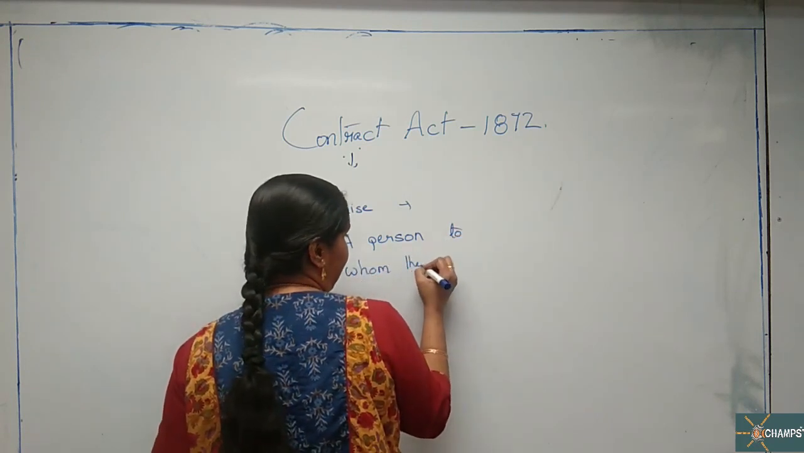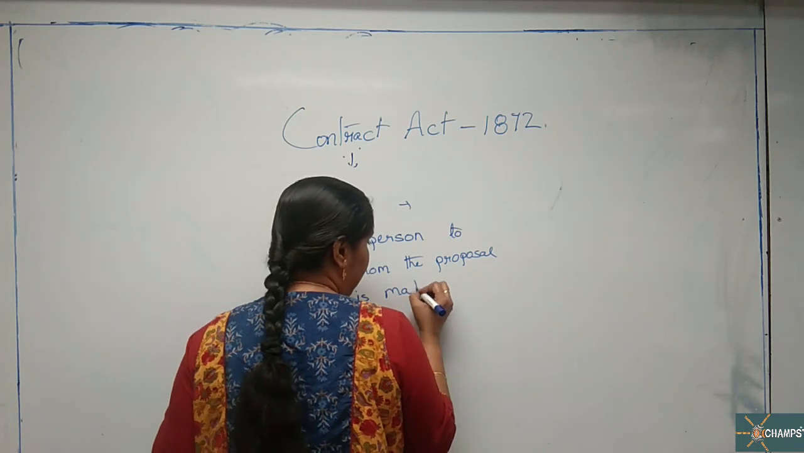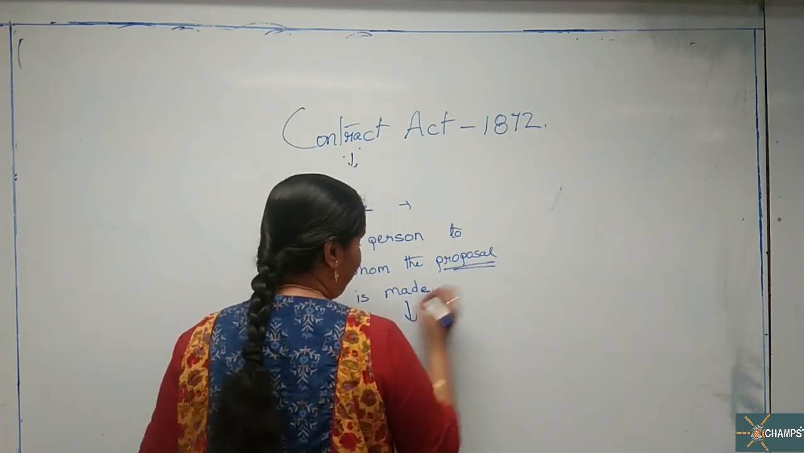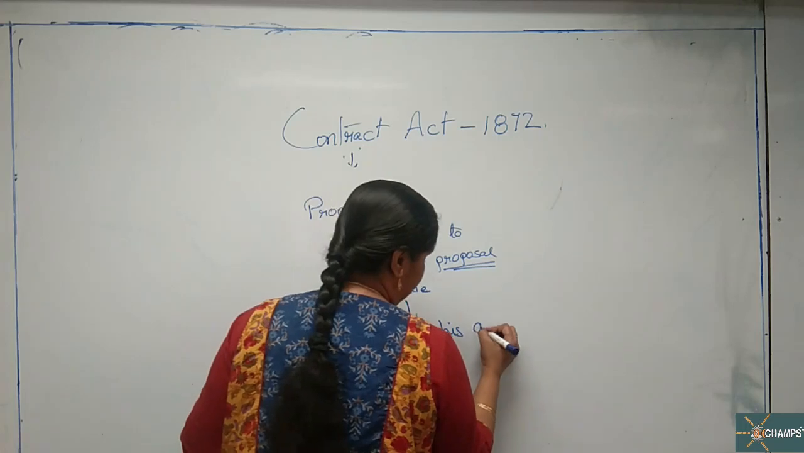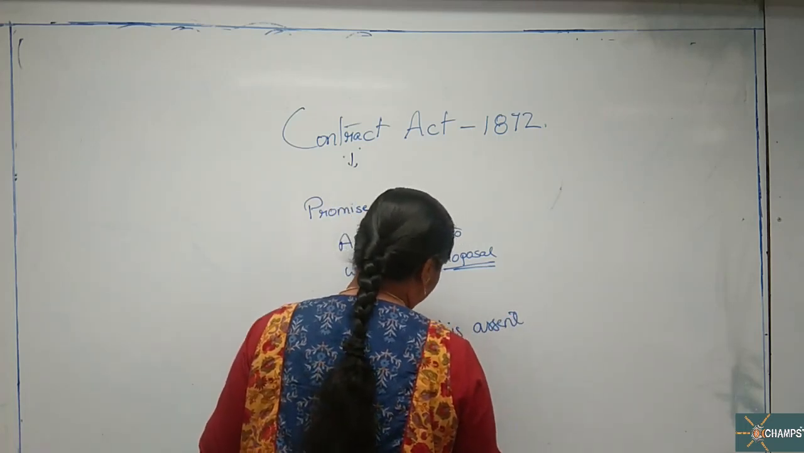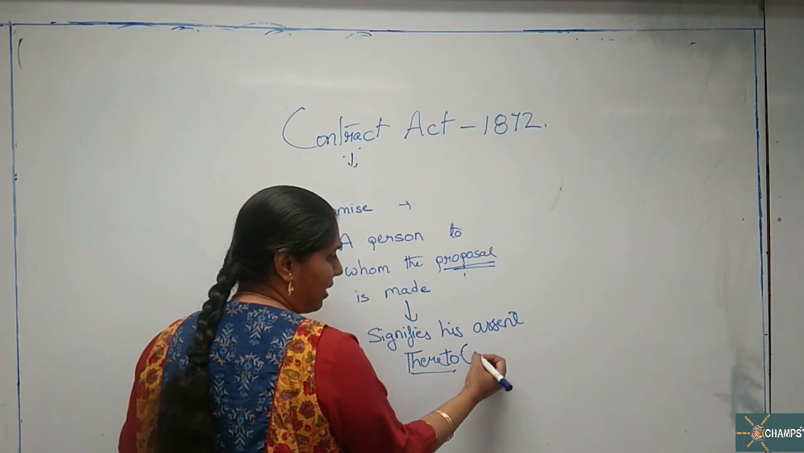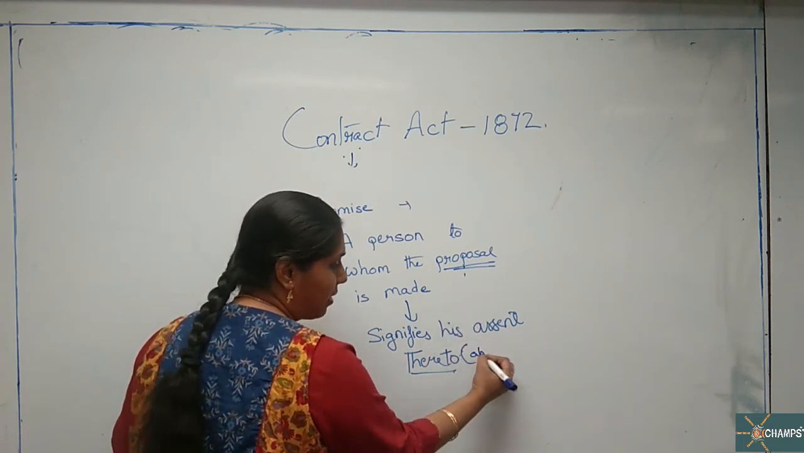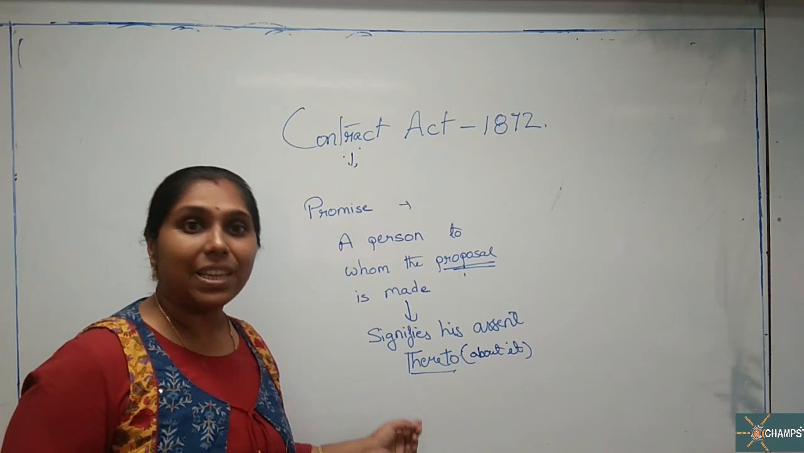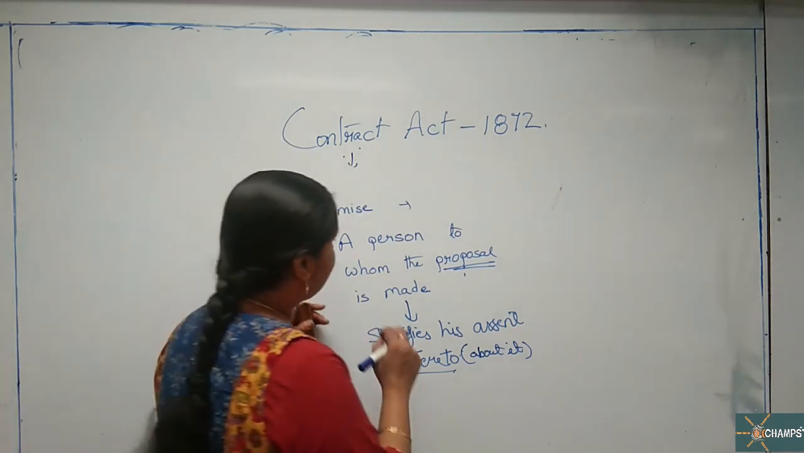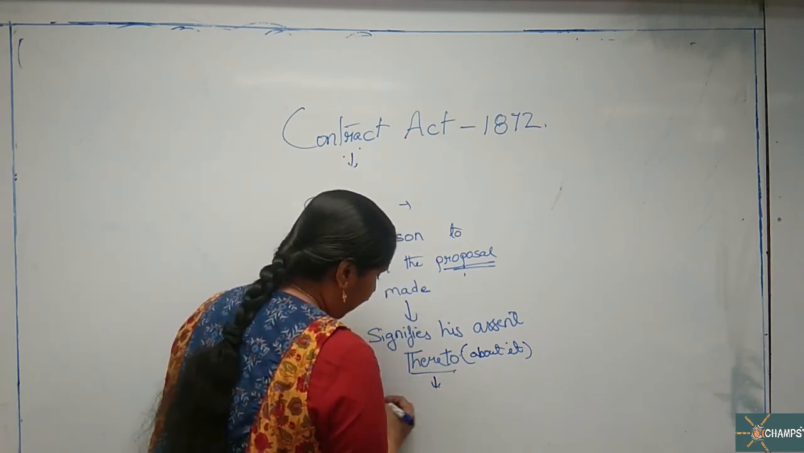So a person to whom the proposal is made signifies, I'll explain what a proposal is, signifies his assent thereto. What do you mean by thereto? On it. Thereto means something, refer to this. Or you can write it as about it. Thereto means about it. This is Shakespeare in English terms. So don't get confused. If you have any doubt about these kind of terms, please feel free to ask me. Signifies his assent. The person to whom the proposal is made signifies his assent thereto.